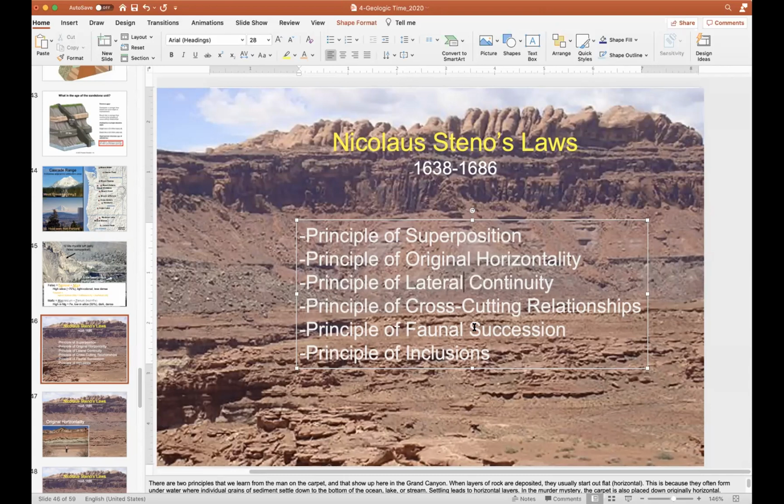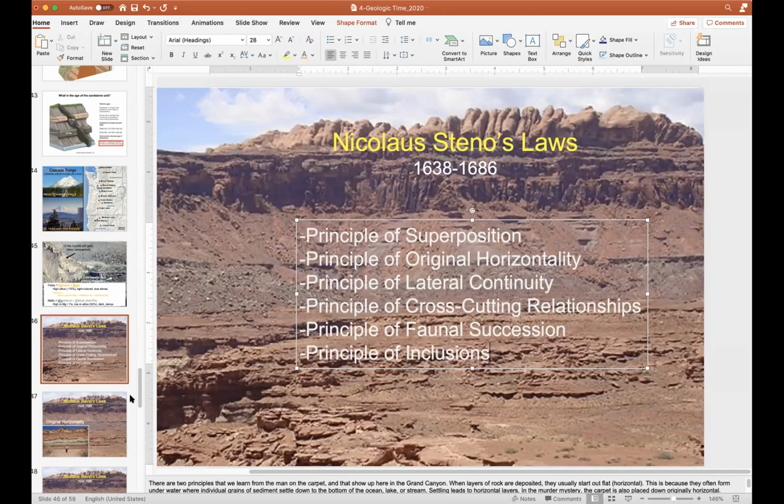Fishes have to be younger than that. And so the faunal succession, we know that the trilobites died out at the end of the Cambrian. So if we're looking at trilobites, it has to be in that unit. And then if we're looking at fishes, well, it's got to come after trilobites because they're a more advanced organism, that kind of thing. The last one, this principle of inclusions.